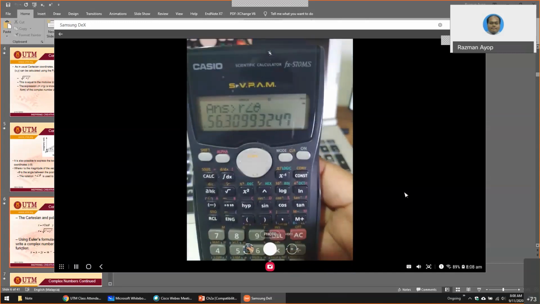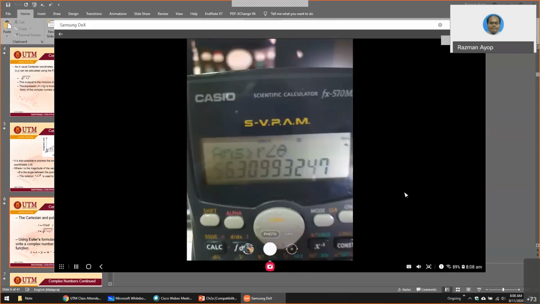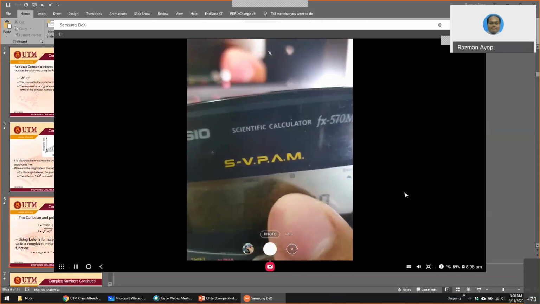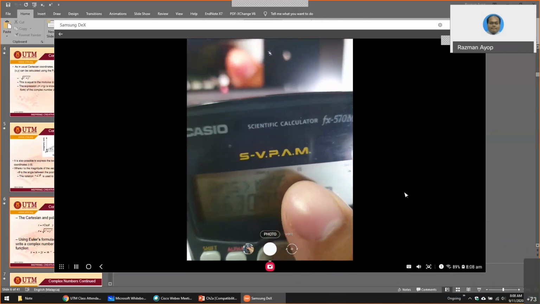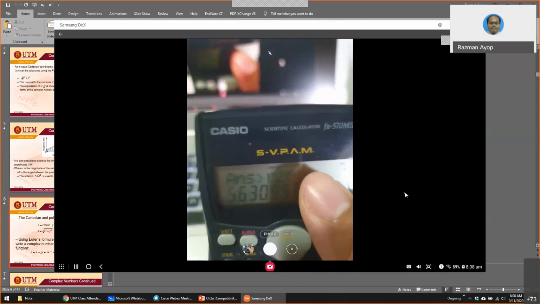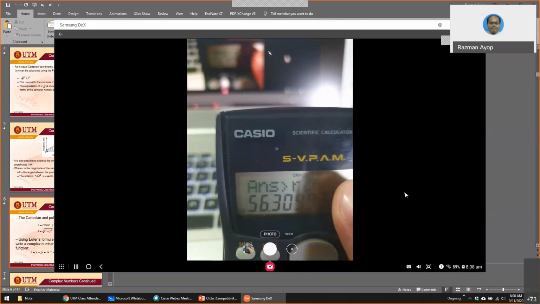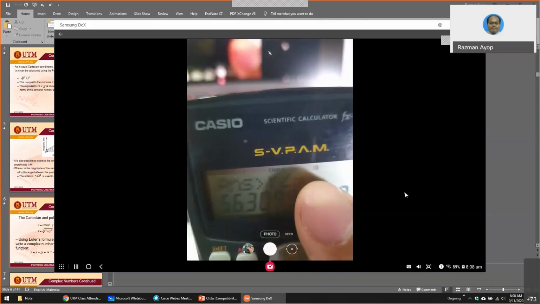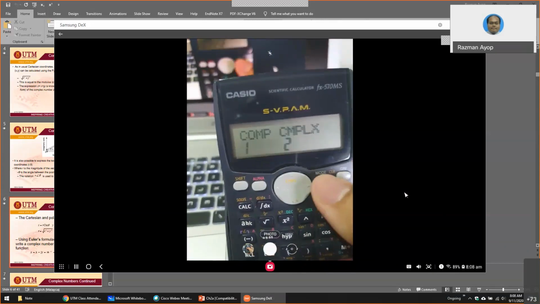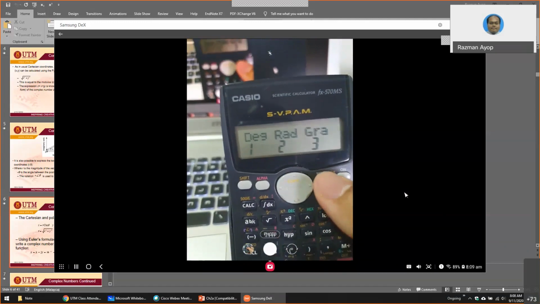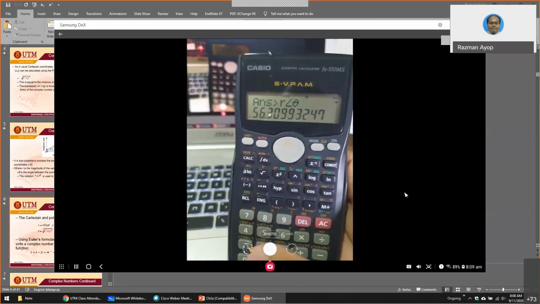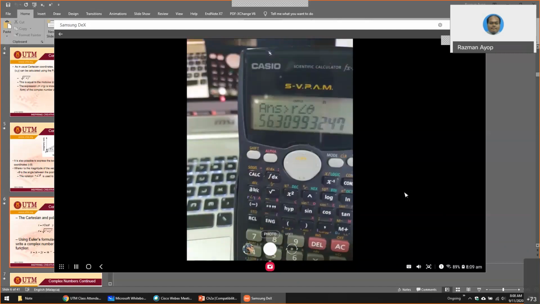If you look here, make sure that it is in decimal. This one is D, so D is decimal. You can go to mode radian, but in this course we don't use radian, we use degree. So make sure that your calculator is in degree mode. How to do that? Press mode, press until you see this, and press degree. Make sure your calculator is in degree.